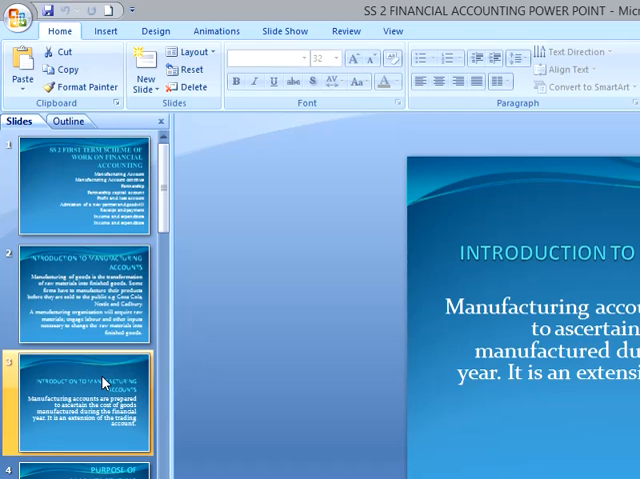Now, what is manufacturing account? Manufacturing accounts are prepared to ascertain the cost of goods manufactured during the financial year or at the end of the accounting year. Manufacturing account is the extension of the trading profit and loss account. And we all know the reason why we prepare trading profit and loss account is to ascertain the gross profit or loss and net profit or net loss.